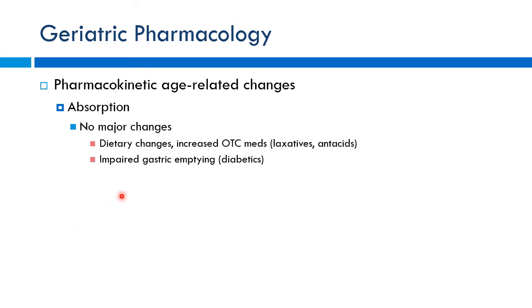Some patients may have impaired gastric emptying, especially diabetics. Anyone know what that's called? Gastroparesis. Yeah, so you may have gastroparesis with those patients. It can slow down absorption time. But typically, absorption still should occur as long as there are no interactions preventing it from occurring.